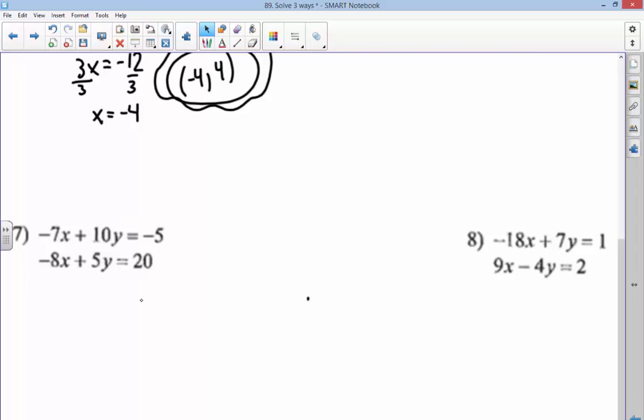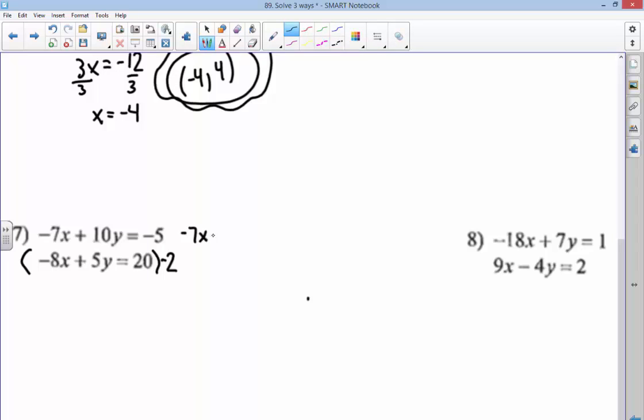Alright, looking at this, the easiest two letters to get the same, I'm seeing that 10 and 5 is pretty easy to get to 10, you just multiply by 2. If you wanted to eliminate the x's, you could multiply 7 times 8 to get 56, which means this would have to be multiplied by 8, and this would have to be multiplied by 7, so it's a lot more work. Now, if we multiply by 2, the y coefficient is going to be 10. And then you would have to subtract to eliminate. So let's go ahead and multiply by negative 2, and then we could add to eliminate.